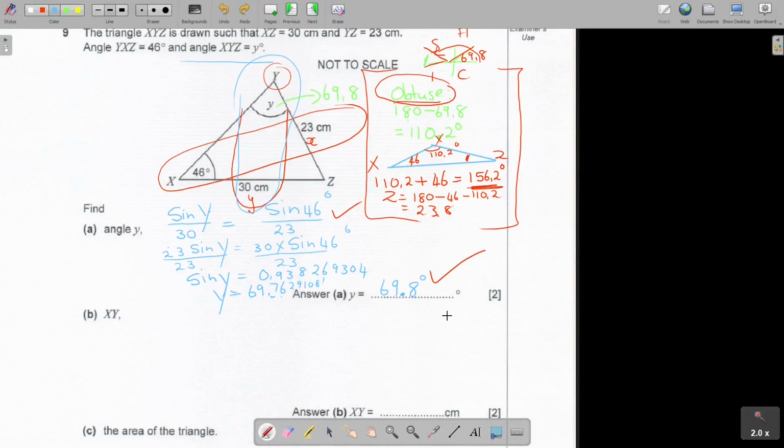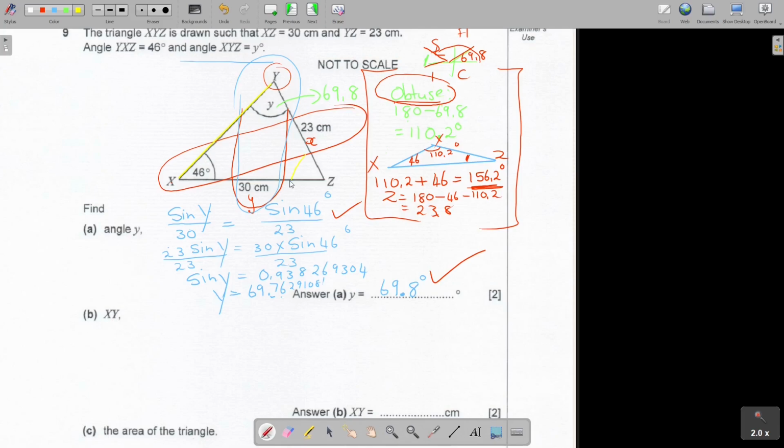They are asking for a side, and they are asking you to find XY, this side. Now, you can follow the cosine rule, and I'll just mention it, but I think in this case it's better to follow the sine rule. But it doesn't matter. Now, very important, before I can go on, I have this angle, then I must find this angle also.